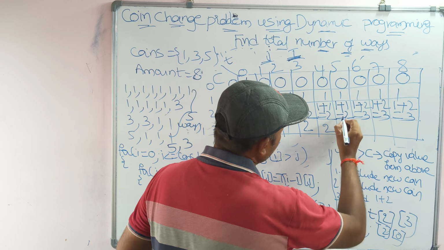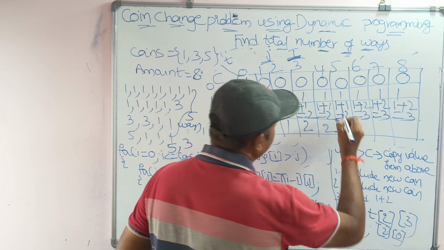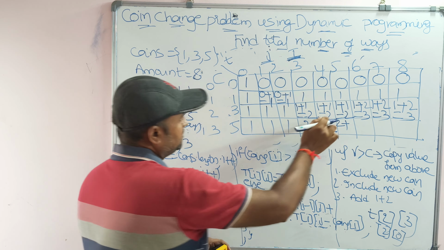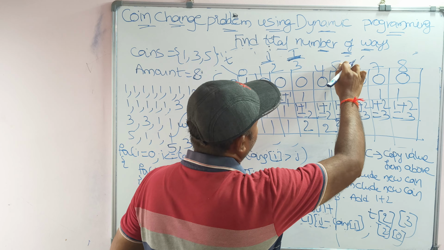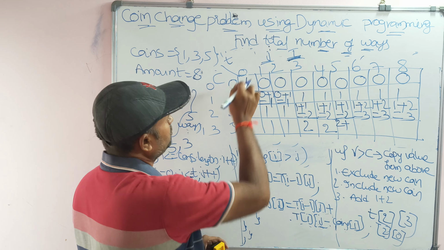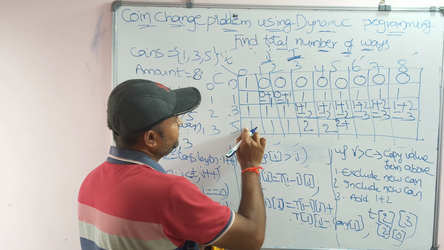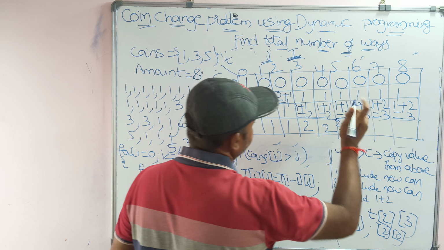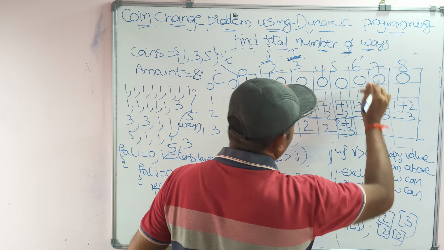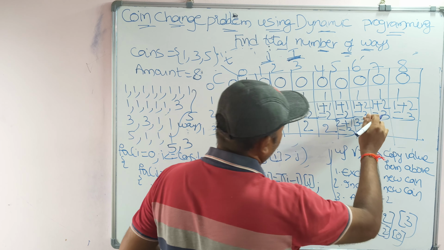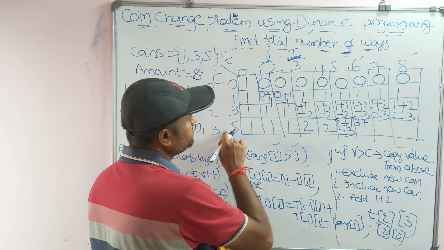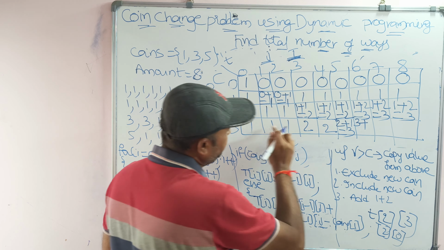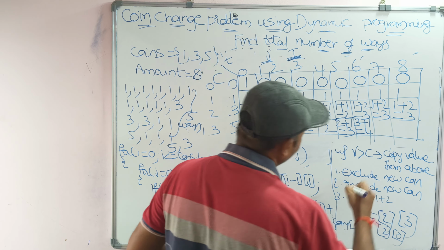First, exclude the new coin. That means copy the above value. 2 plus, include the new coin. That means we can include 0, 1, 3. So, here what is the total? 5. 5 minus 5 means 0. So, in the same row, 0 can be arranged in one way. So, 2 plus 1 means 3. Next, 3, copy the above value. Next, include the new coin. So, 6 minus 5 means 1. So, in the same row, 1 can be arranged in one way. So, 3 plus 1 means 4.